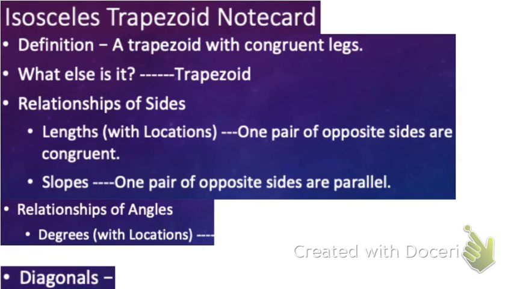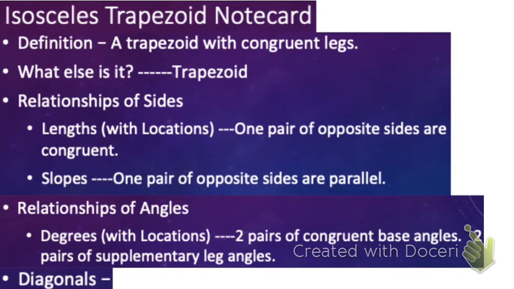The slopes tell us, once again, that exactly one pair of opposite sides are parallel. Now, what sides are parallel here? The bases. The bases are parallel. Remember, the legs connect the bases. Okay? Okay, relationship of angles.